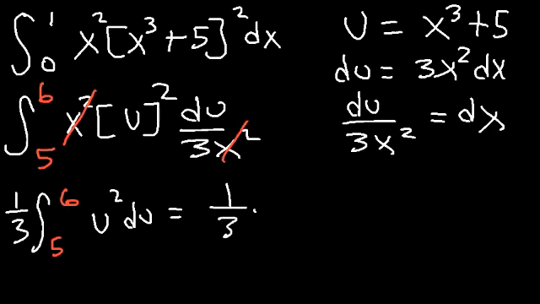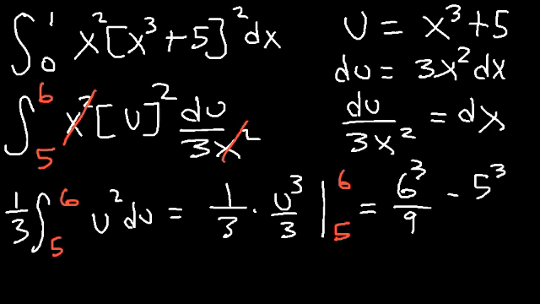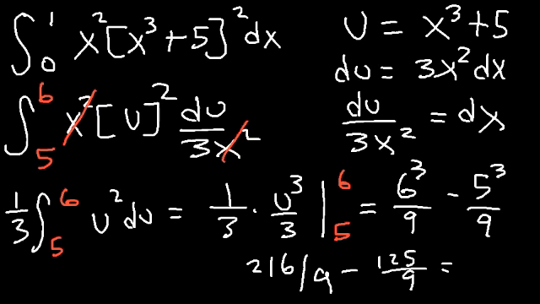So this is going to be 1/3 times u to the third divided by 3, evaluated from 5 to 6. So that's u to the third over 9. So this is going to be 6 to the third divided by 9 minus 5 to the third over 9. 6 to the third power is 216, and 5 to the third power is 125. If we subtract 216 by 125, you should get 91 divided by 9. So that's the answer.